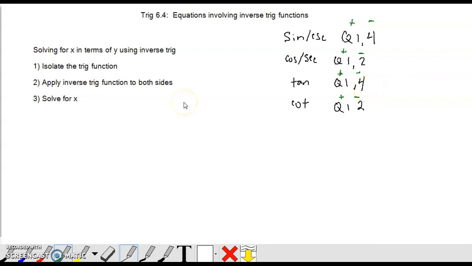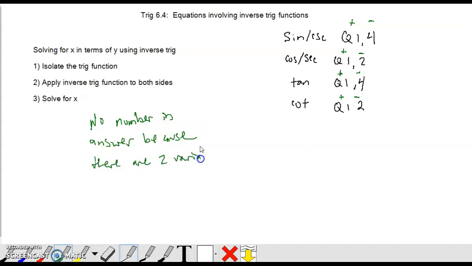So I have a couple of steps, so to speak. They're kind of generic steps of how to solve it in terms of y. This type of problem does not produce an actual number, so no number in the answer, because there are two variables. So we're not going to get an answer like 1/2 or √3/2. So the first thing you want to do is isolate the trig function, apply the inverse trig function to both sides, and solve for x. That's essentially what we're going to do.